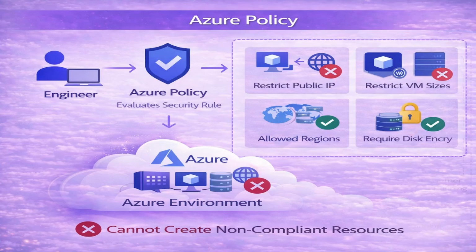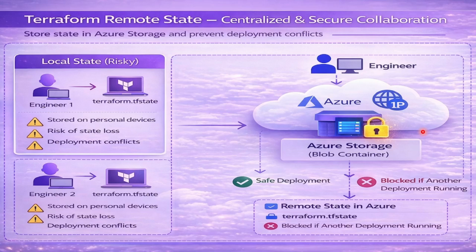Let's explore how remote state works. Imagine two engineers working on the same cloud environment. Each of them keeps Terraform's state file on their own laptop. One engineer deploys a change, but at the same time, the other engineer also runs Terraform. Now Terraform gets confused, and the environment can become inconsistent or even break. And there is another risk. What if one laptop gets lost, crashes, or the state file is accidentally deleted?